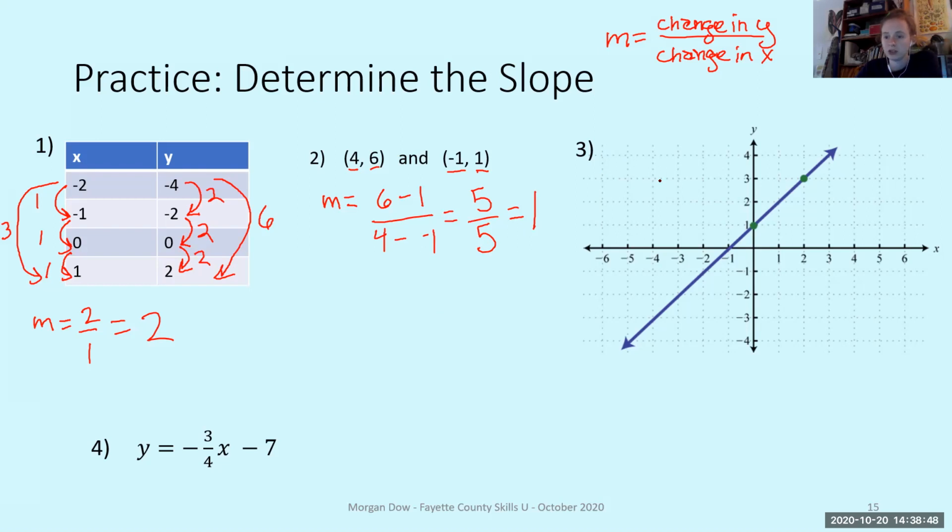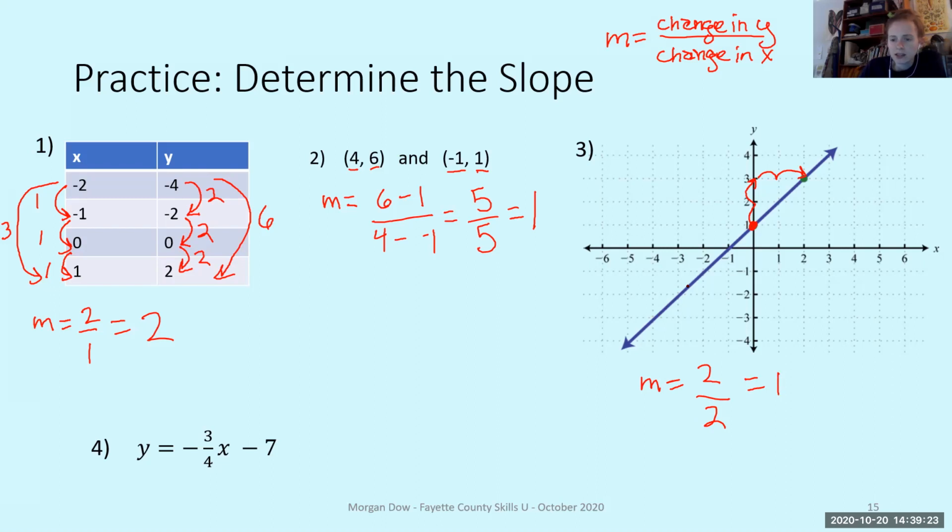Now let's look at number 3, which is a graph. When you look at the graph, you might see that there's 2 points that are already picked out for you on this graph. You could use those points if you'd like to. Let's go ahead and use them. So if I start at this point, I would need to go up 2 spaces. So I'm going up 2. And then I would need to go over 2 spaces to get to the next point. So over 2. So I get this ratio of 2/2, which again will simplify to 1.